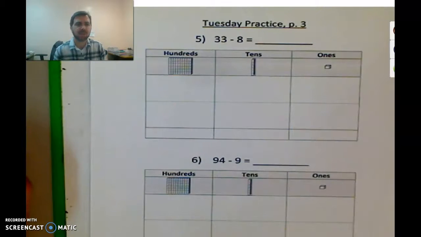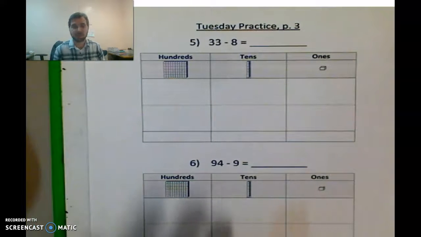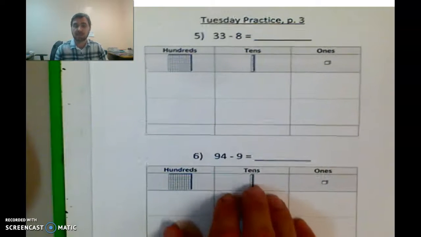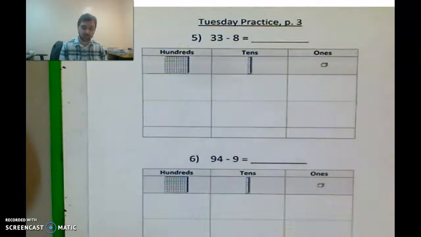So I thought we would start today. I thought I would just do a couple of the problems that you had for work yesterday, on Tuesday. In case you had some trouble with it, I thought I would do numbers 5 and 6, which involve some regrouping, so you could see how to do it. And then we'll get going with the new math for today, okay?